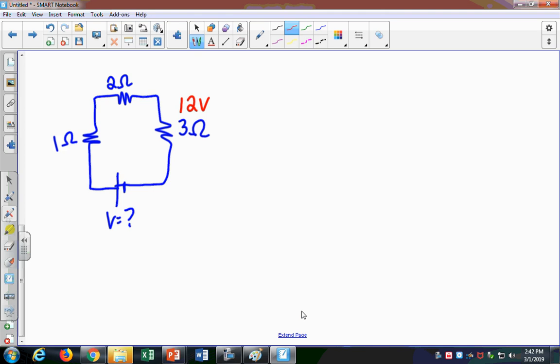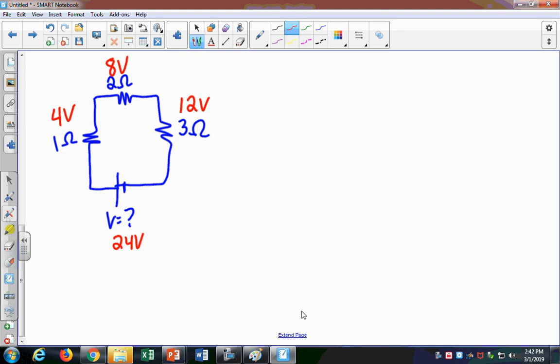Now, you might be able to look at this and say, I know if this is 12 volts, this voltage has to be what on the 1 ohm resistor? 1/3 of that, right? So I can approach the problem that way and say that this voltage over here has to be 4 volts. I'm going to show you a different way that might be easier. And then the voltage over here has to be twice that, or 8 volts, because it's twice the resistance. And that would mean that this voltage would be 4 plus 8 plus 12, or 24 volts.